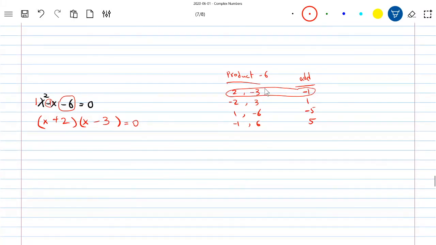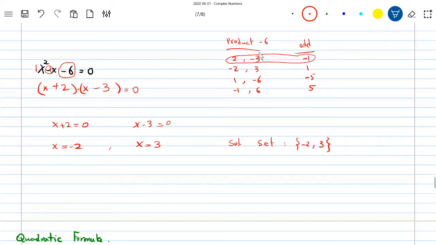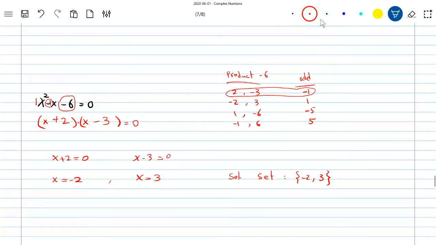And you can solve this simply by saying, now I have a product of two terms equal to 0. Either x plus 2 is 0 or x minus 3 is 0. So x is negative 2, or x is 3. The solution set is negative 2 and positive 3. You can create your own examples, by the way.